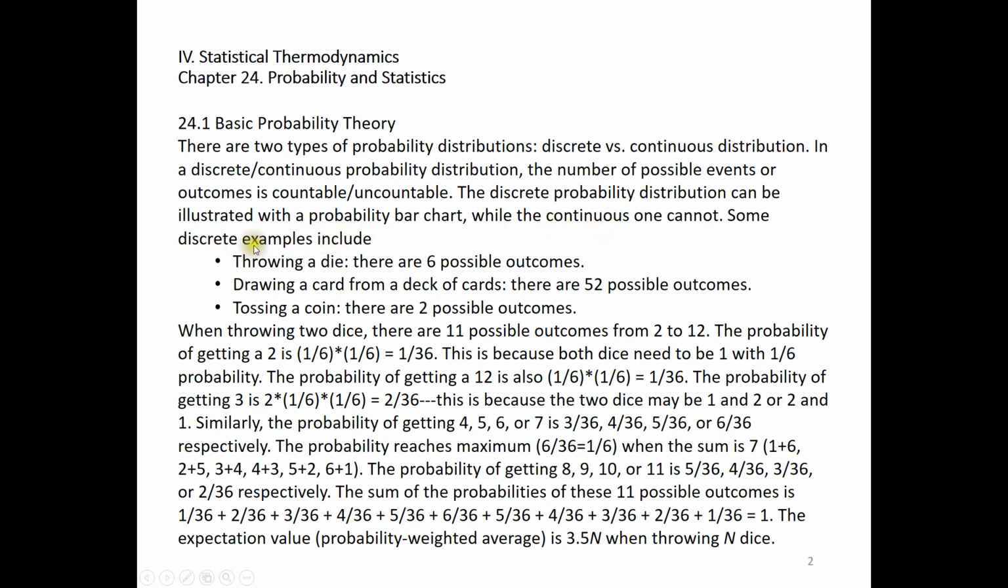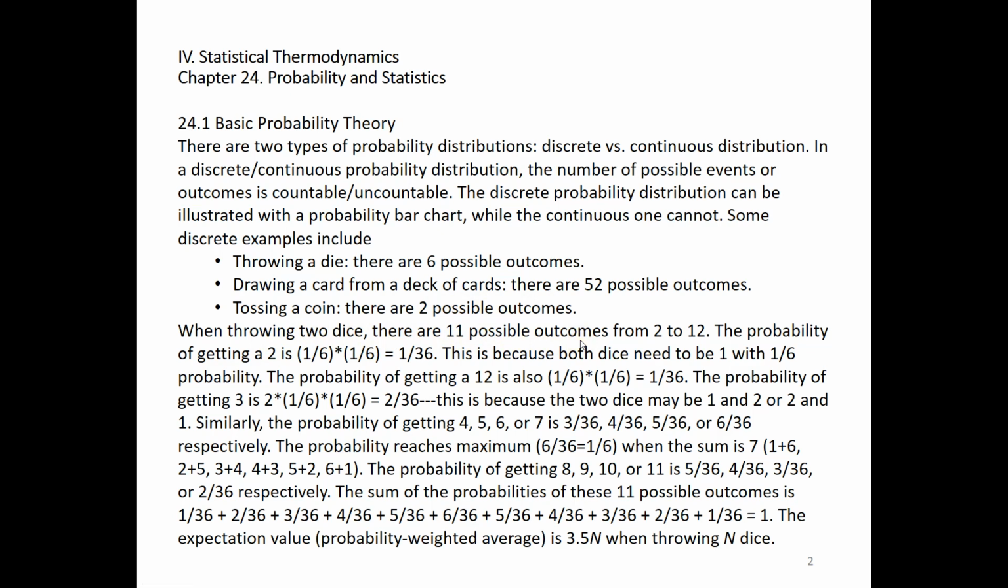Here are some discrete examples, like throwing a die, drawing a card, or tossing a coin. When we throw a die, there are 6 possible outcomes from 1 to 6. When we draw a card from a deck, there are 52 possible outcomes, excluding the jokers. When we toss a quarter, there are 2 possible outcomes, heads or tails. Now let's throw 2 dice. There are 11 possible outcomes from 2 to 12.